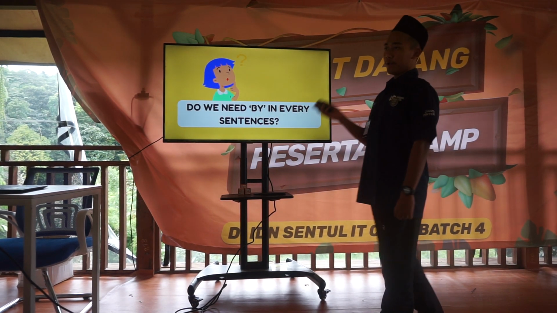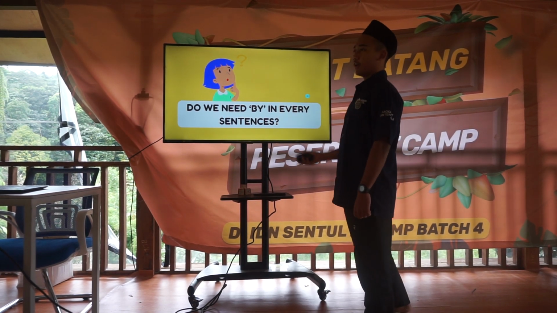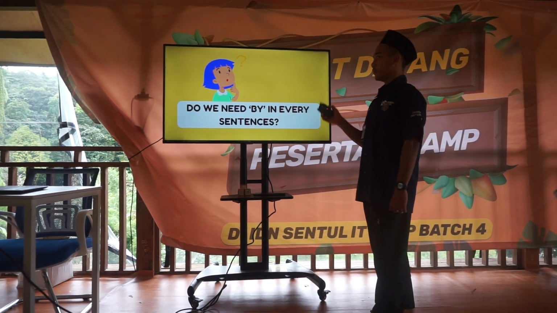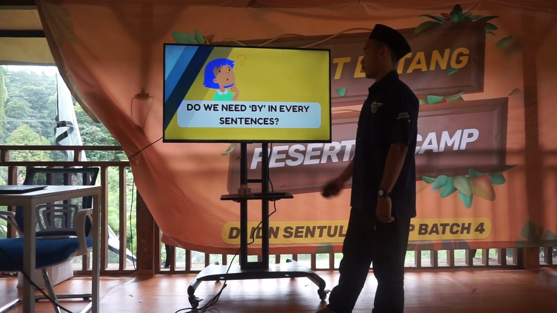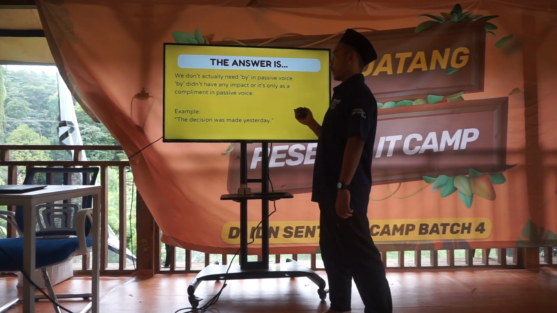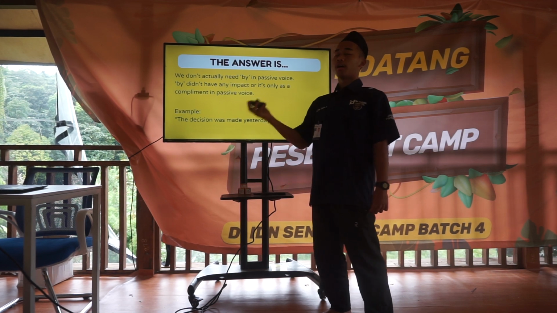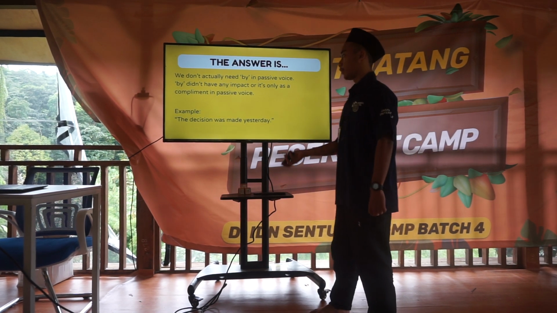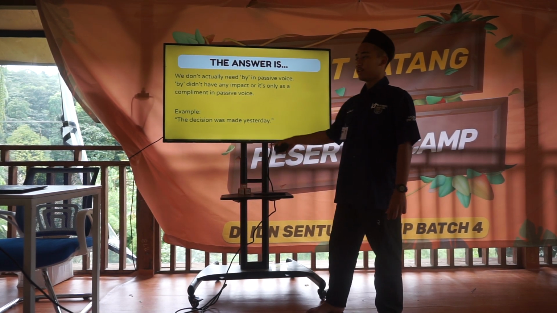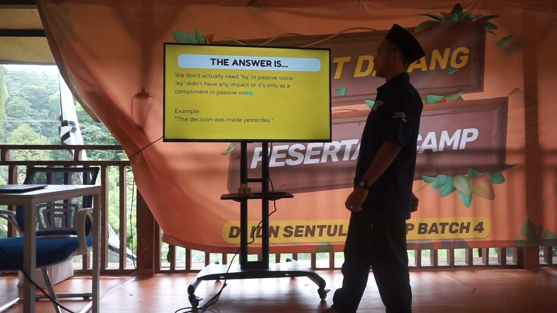And if you're paying attention to the formulas before, why is there the word by in every formula? Do we actually need the word by in every passive sentence? The answer is we don't actually need the word by in every passive sentence, because it's only a complement of the sentence. For example, in 'the decision was made yesterday', we don't need the word by because it's only a complement.